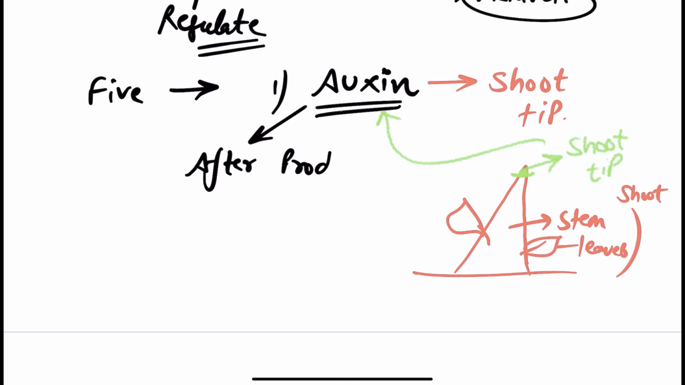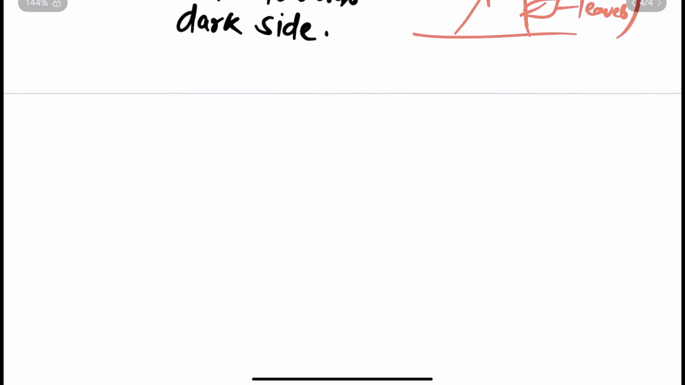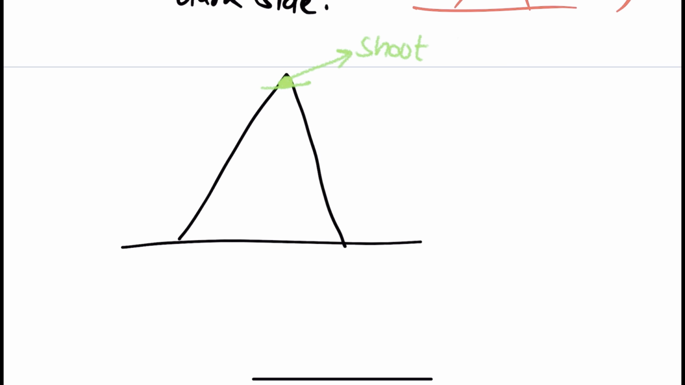After producing, just remember this as it is, auxin works towards the darker side. I will explain it. Just imagine like this: this is soil, this is your shoot, and this area is the shoot tip. And what I'm doing is illuminating this part with a light from this side.